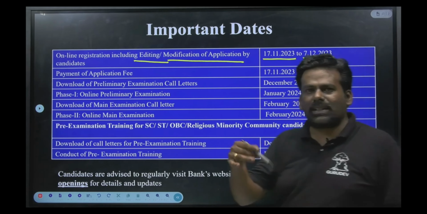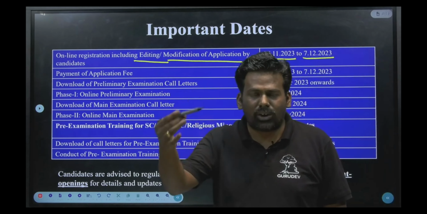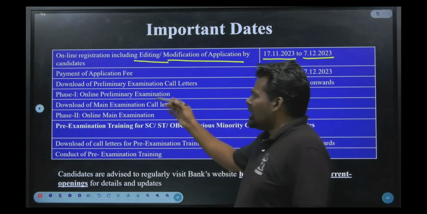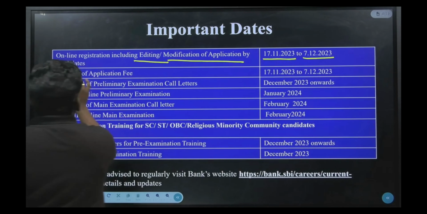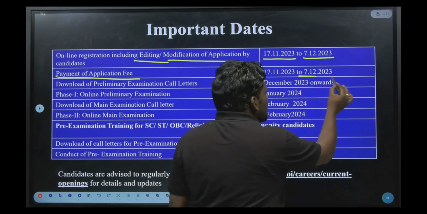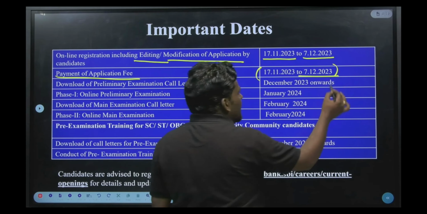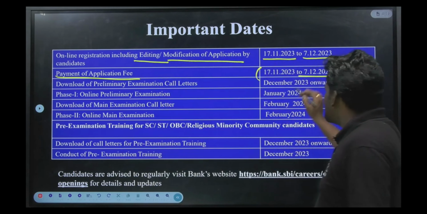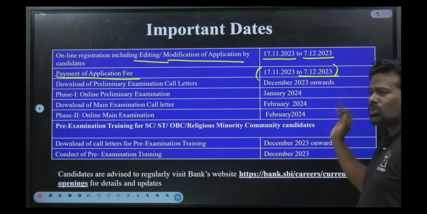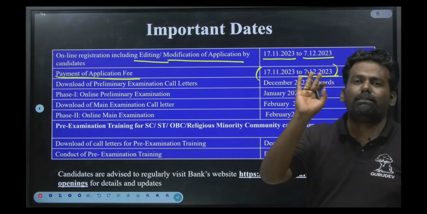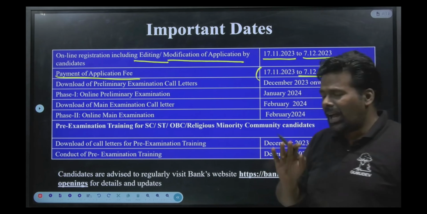So first you will register, then you will enter all your details, then you will apply for the post. After that, at the last stage, you have to pay the application fee, correct? For that, the last date is again 7th December. So within this date, that is 17th November 2023 to 7th December 2023, you can apply and you can pay the fees. Okay, as simple as that.